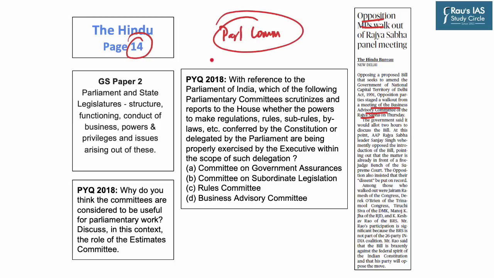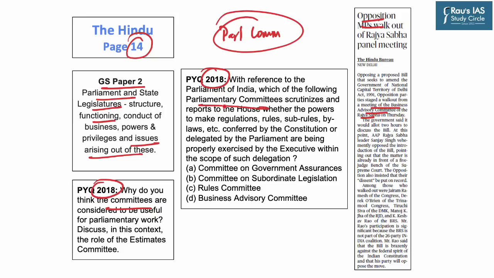This topic is also important from the GS Paper 2 point of view, which mentions Parliament and state legislatures and their functioning, along with issues arising out of these functionings. Also, parliamentary committees have been asked before in both mains and prelims, which is apparent from this mains PYQ of the year 2018, which asked a question about the necessity of parliamentary committees. Further, in prelims in the same year, a question appeared on parliamentary committees.